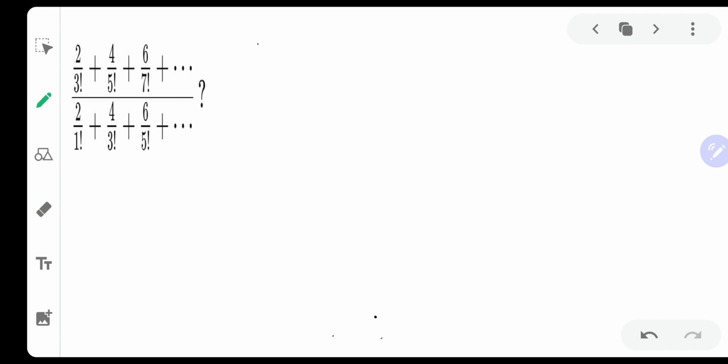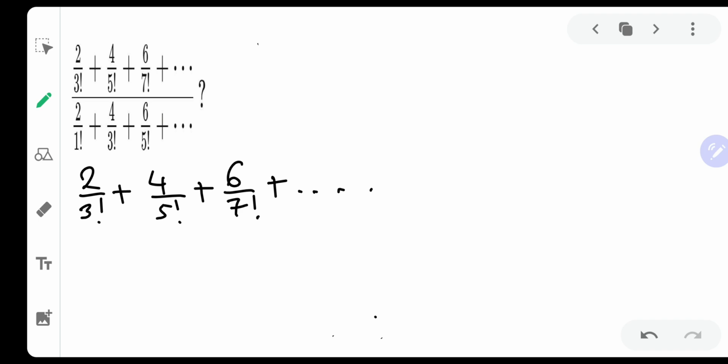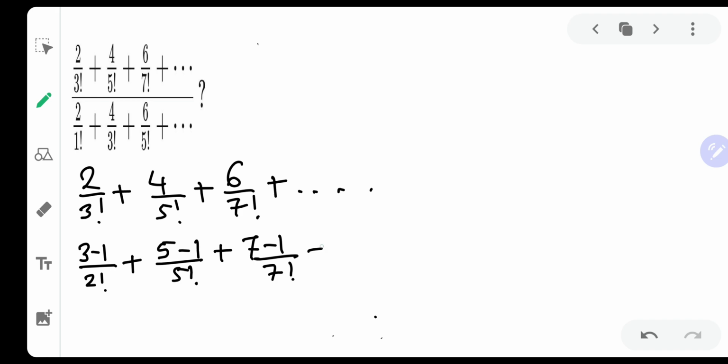Let us go by the numerator first. The numerator is 2 upon 3 factorial plus 4 upon 5 factorial plus 6 upon 7 factorial and so on up to infinity. Now observe the numerator carefully. It is 1 less than the denominator factorial. So I will write down 2 as 3 minus 1 upon 3 factorial and 4 as 5 minus 1 upon 5 factorial, and then 6 as 7 minus 1 upon 7 factorial, and this process will continue up to infinity.